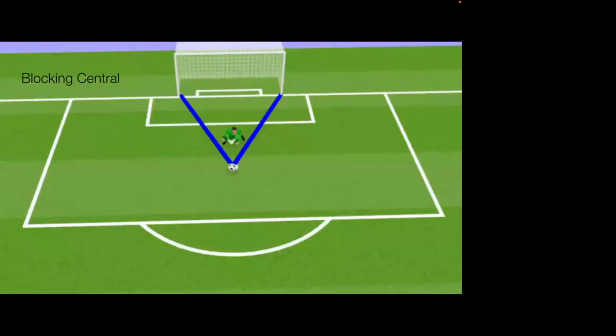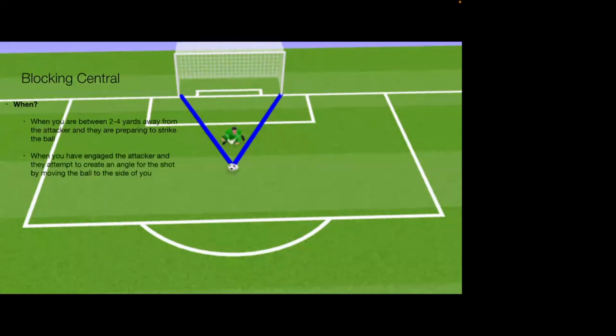Now we're going to have a look at blocking. So when would you block? I think anywhere between kind of 2 and 4 yards away from the attacker when you can see them preparing to strike the ball. So it might be that you've engaged, they've taken a touch to the side, you can't smother it, you see them prepared to strike, you shift your feet, you keep your body low, you explode into a block. So as I've just mentioned there, that's the exact scenario.